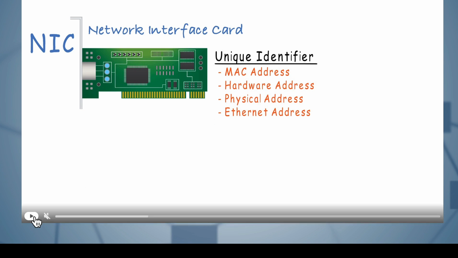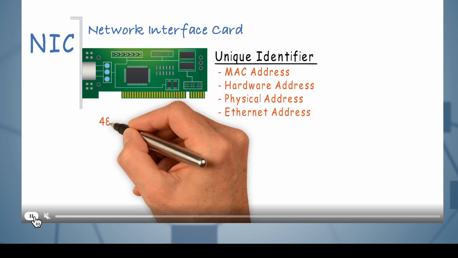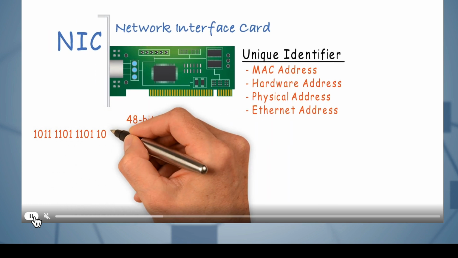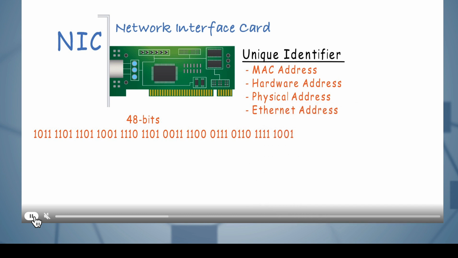Now the MAC address is actually comprised of 48 bits. 48 bits would basically look something like this. Now obviously it's a little bit difficult to keep track of these 48 zeros and ones. So the 48 zeros and ones are going to be basically converted to hex or hexadecimal characters.